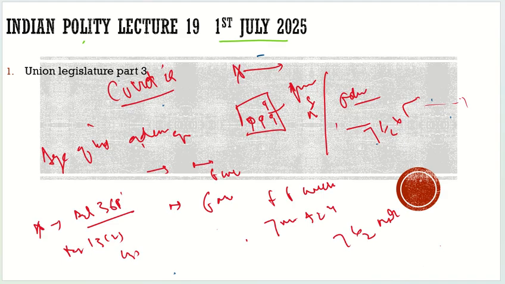So this went to the Supreme Court, and the Supreme Court said about the republication, that republication of an ordinance without placing it on the floor of the legislature is committing fraud on the Constitution. Supreme Court made it very much clear. And also the Supreme Court said in the Cooper's case that ordinance making power, or ordinances, are liable to judicial review.